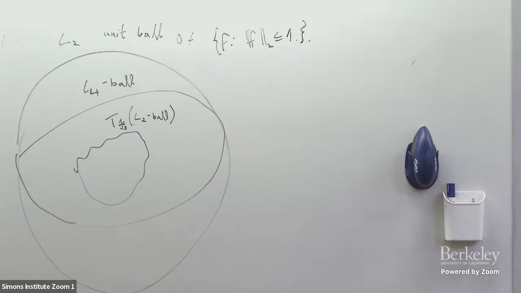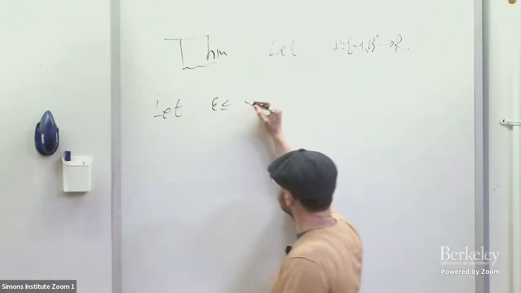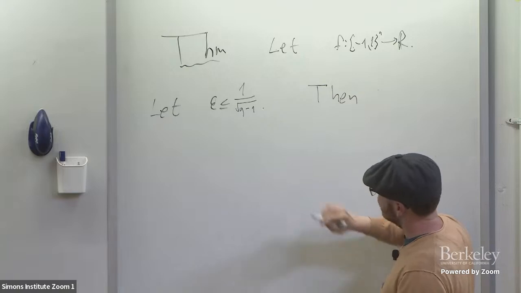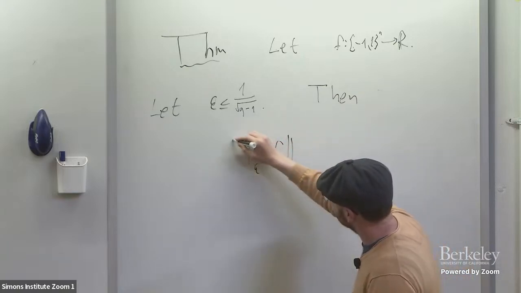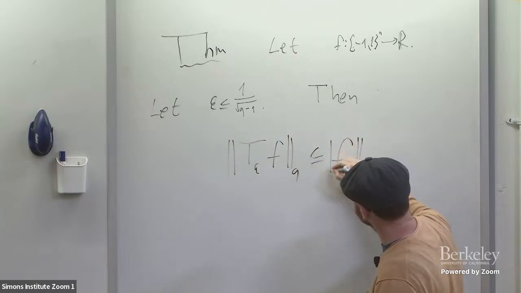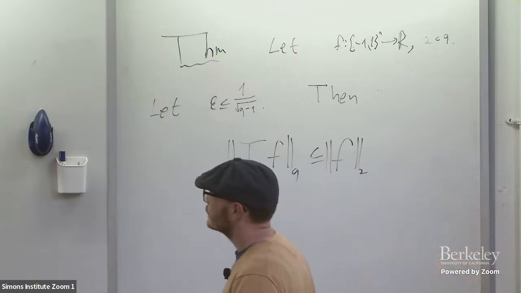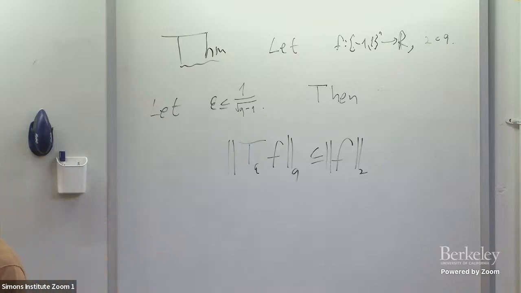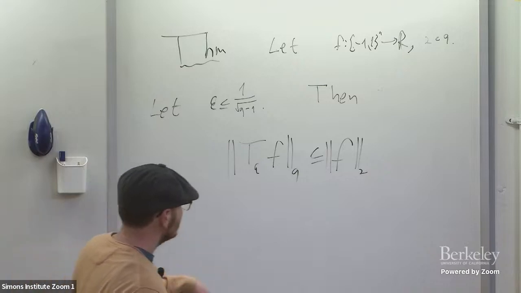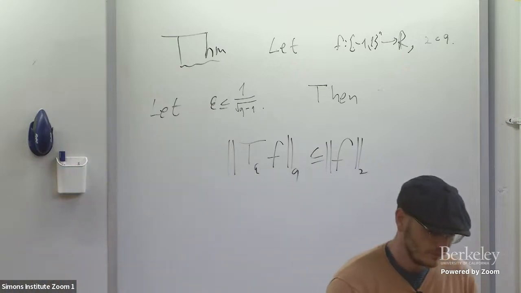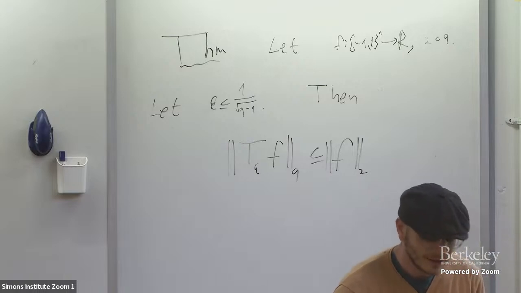So we have a real valued function on the Boolean cube, and we have epsilon that's smaller than 1 over root q minus 1. Then we get that the q norm of T_epsilon f is at most the 2 norm of f, for 2 smaller than q. So this is the picture for q equal to 4. If we start with a function in the L2 ball, this T_epsilon operator squeezes it into the unit L4 ball. Are there any questions so far?